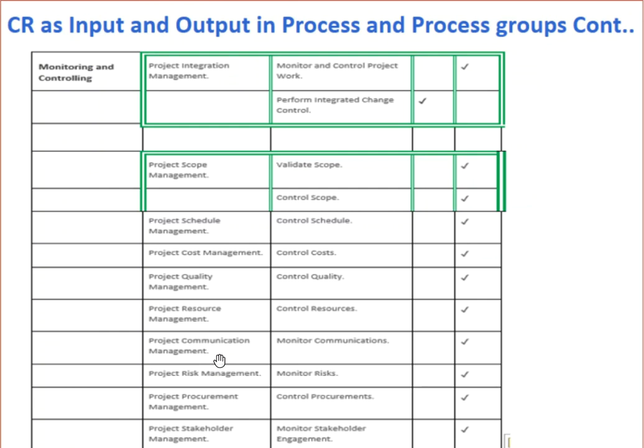Then moving on to monitoring and controlling process, you can see that in perform integrated change control, it is an input, but it's not an output. And in all other cases, the change request can be an output.